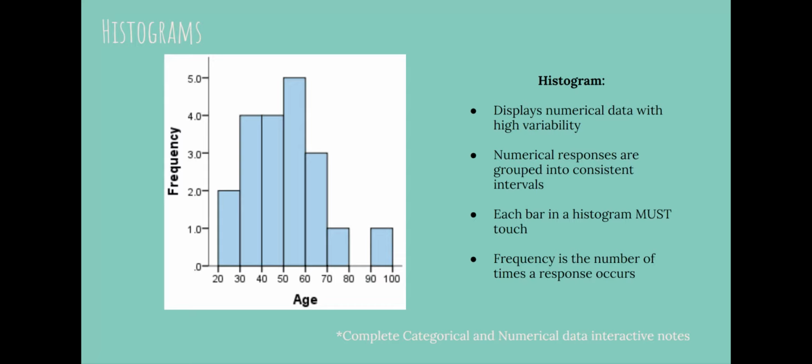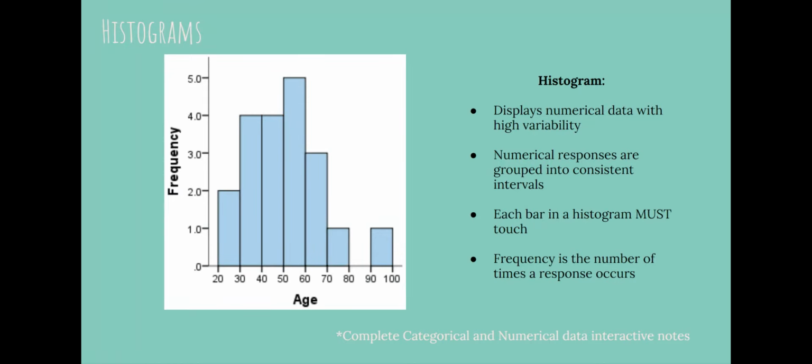In a histogram, those intervals have to be consistent. So I can't go 20 to 30 and then 30 to 50 because those aren't the same. That first interval is 10 and the second one is 20. You can't do that with a histogram. Each bar in the histogram must touch. That's part of what just makes it a histogram visually.